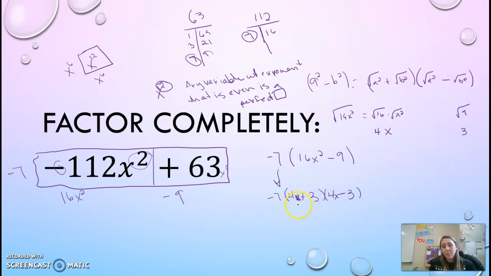Then my last step is just to check. I have a plus sign here, which means I need to look for perfect cubes. Well, 4 is not a perfect cube, so that one is done. And I have a minus sign here, so I need to check for perfect squares. 4 is a perfect square, x is not, so then I am done. This is my final answer.